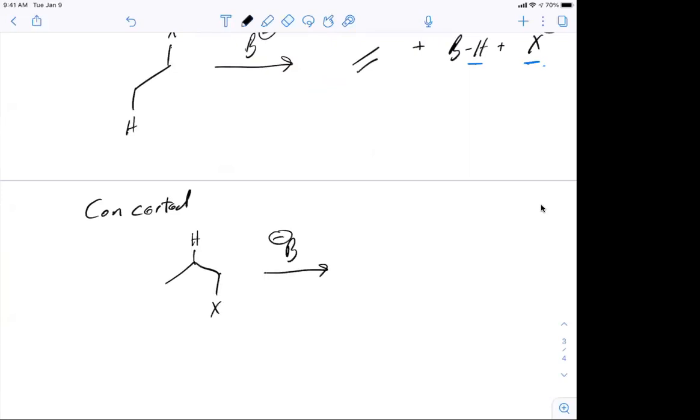the base is going to come in, abstract that proton, so proton transfer. And then we're going to get loss of the leaving group. So we made a new bond to the hydrogen, plus our leaving group.